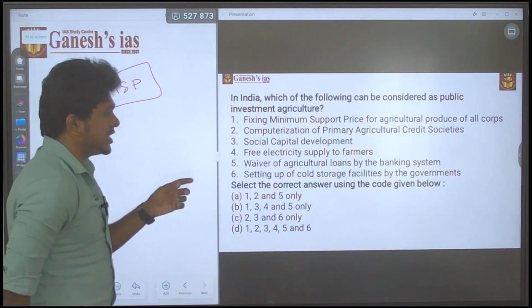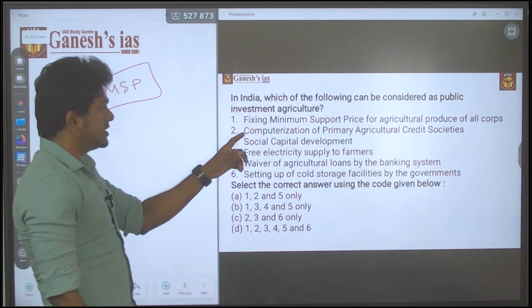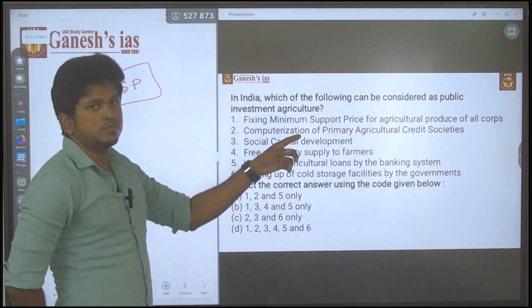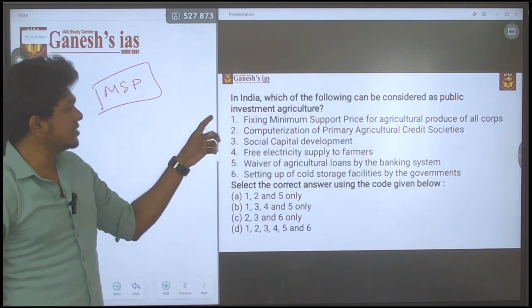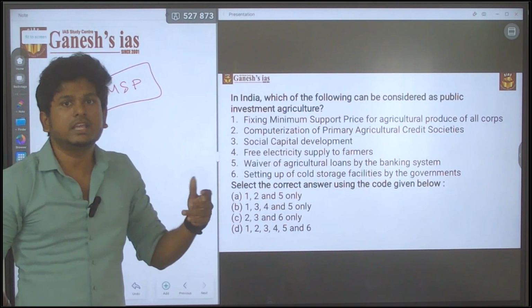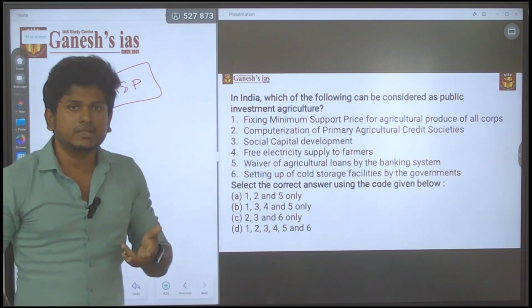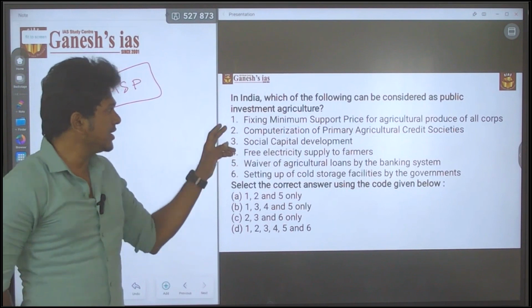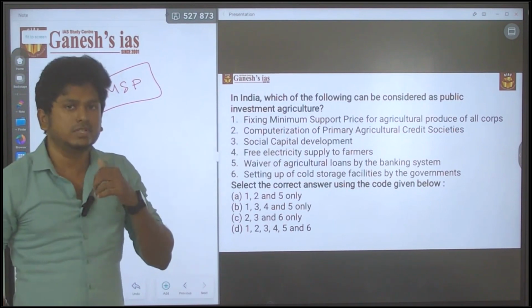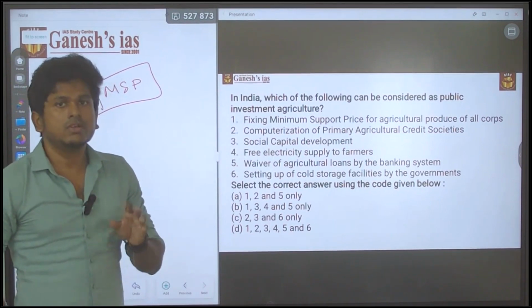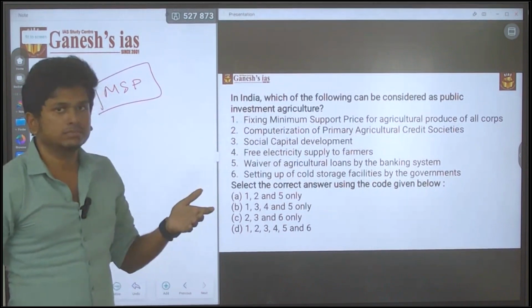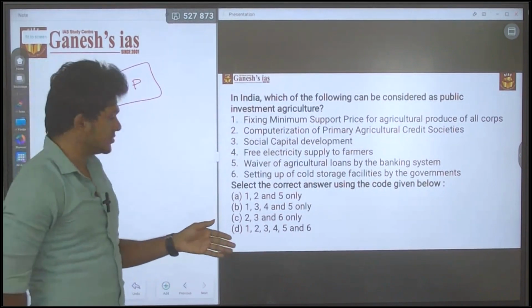The statement is more specific. It says fixing the MSP. The statement is not saying procuring the seeds at the MSP. They are just announcing the prices, so here they are not making any public investments. So eliminate statement 1. You can easily get to the answer.